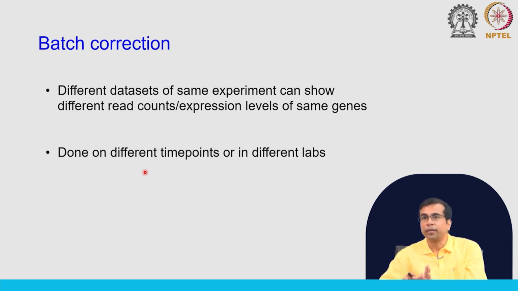Because these experiments are done at different time points, maybe years apart or in different labs, you tend to get different results because the experimental conditions are slightly different. The people doing the experiment are also different, and it varies a lot based on the person doing the experiment. As I mentioned, this is mostly experimental variation. Also, some of the conditions may have changed, which leads to these differences in expression levels.